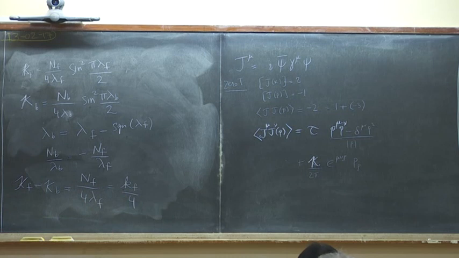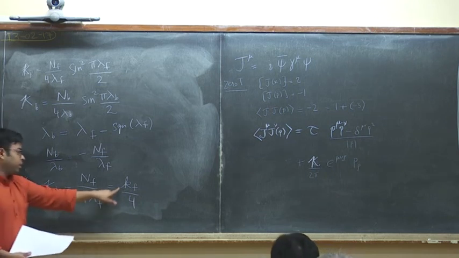In general, if you express everything in lambda f, the first guy is a sine squared, the second guy is a cos squared. Yes, exactly. But when you add them, you get kf by 4.